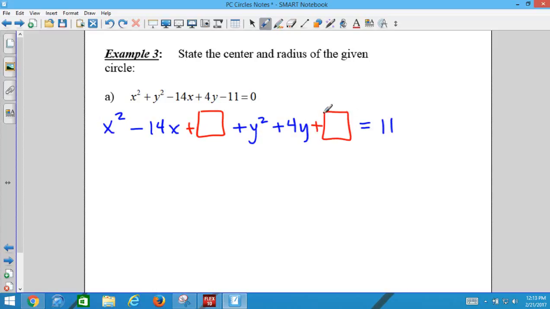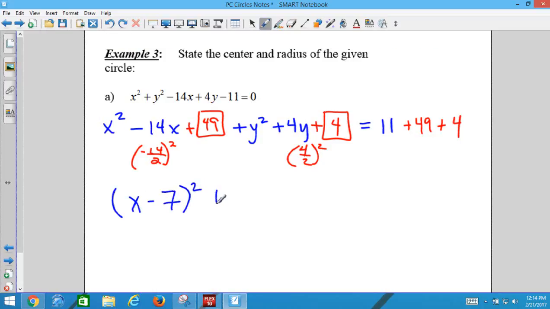To find what goes in that spot, we're going to complete the square, but you'll have to do it twice in the same equation. So we'll do it two separate times. This one right here, we're going to do negative 14 divided by 2 squared. It's going to be 49. And then this one we'll do 4 divided by 2 squared. Because we added numbers to one side of the equation, we have to add them to the other side. And then we'll factor it: x minus 7 squared plus y plus 2 squared equals, and that's 64 when you add them up.